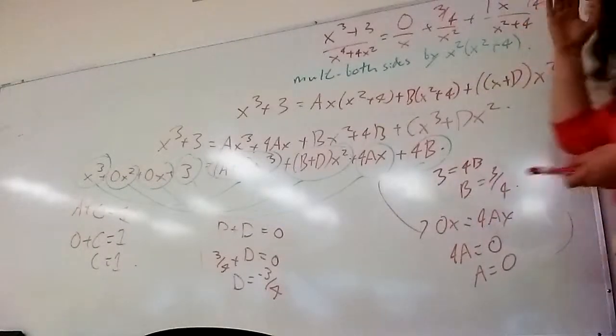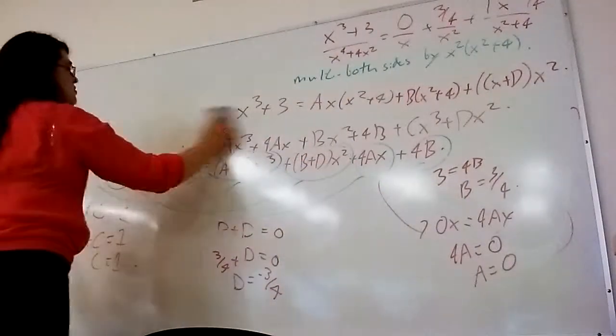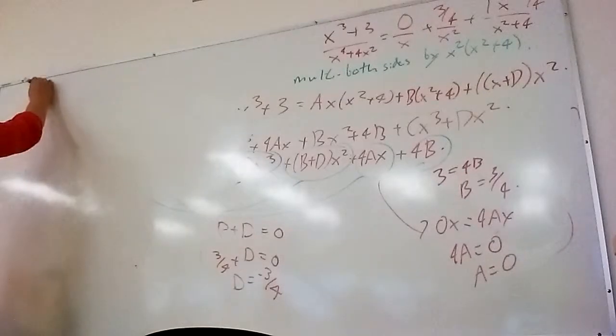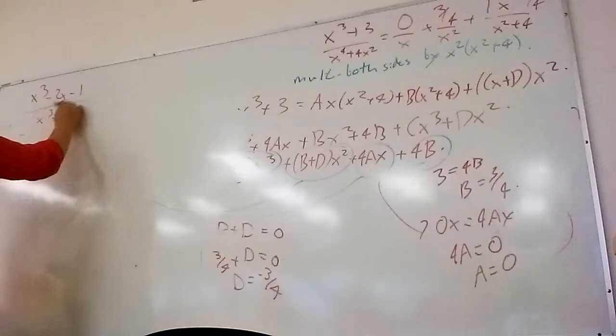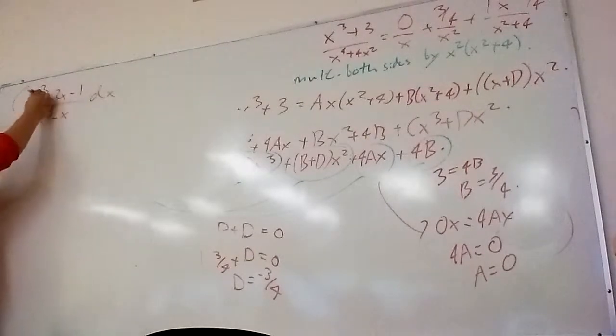So I'm going to do two examples of this, and then I'm going to give you folks a break. So the first example here, we have x cubed minus 2x minus 1 over x cubed minus x dx. Plus? Plus, yes, thank you.